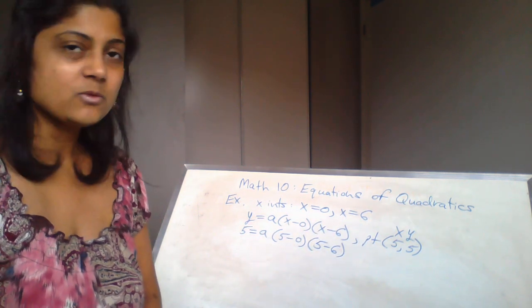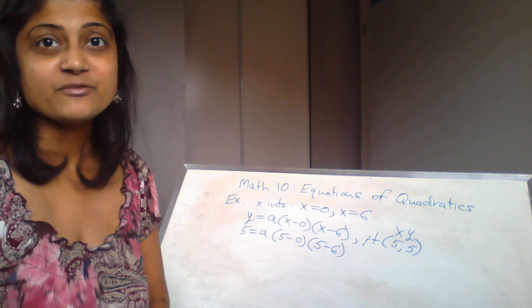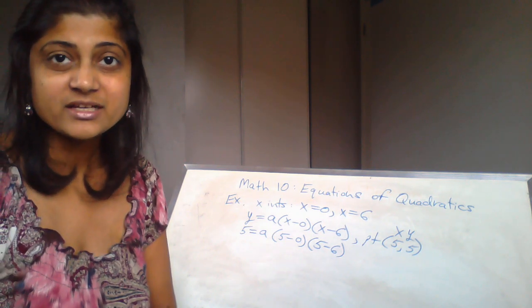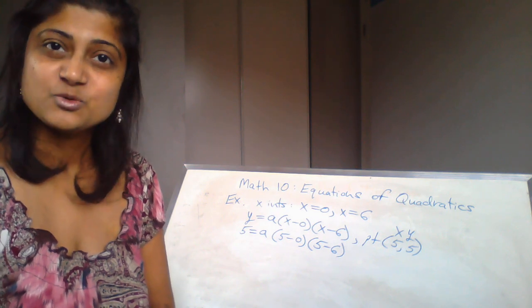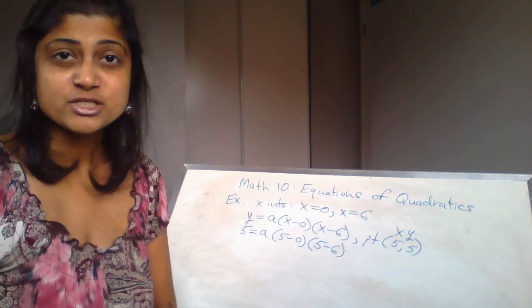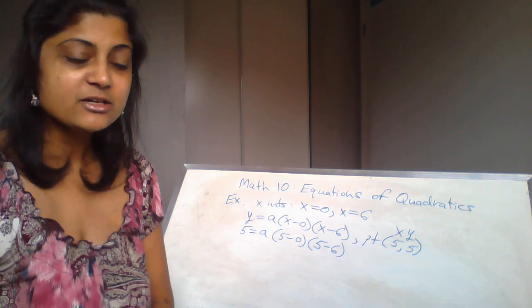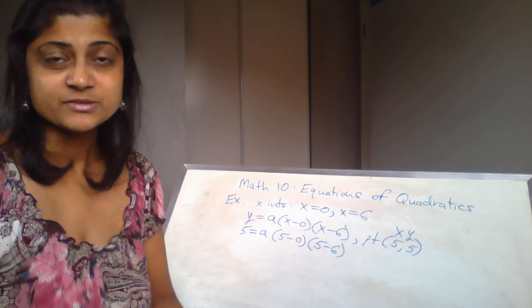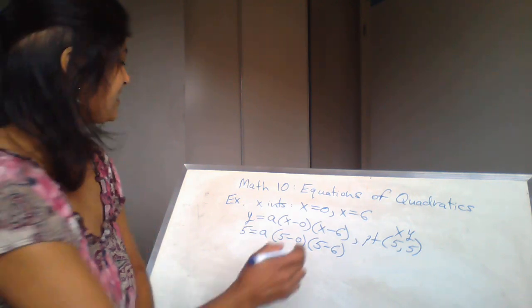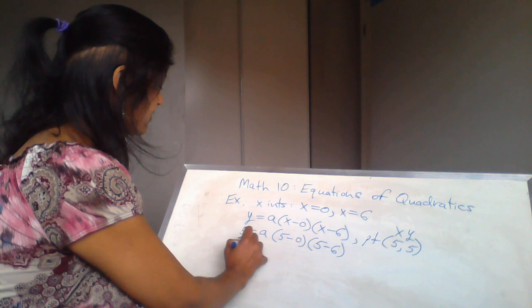And you can see there's only one variable here, which is the variable a, okay? The value of a is going to tell you whether the quadratic is stretched or compressed. So one more time, if the value of a is greater than 1, this is a vertical stretch. And if the value of a is less than 1, like a fraction, it is going to be a vertical compression, okay? Alright, so we're going to try solving for the value of a here.